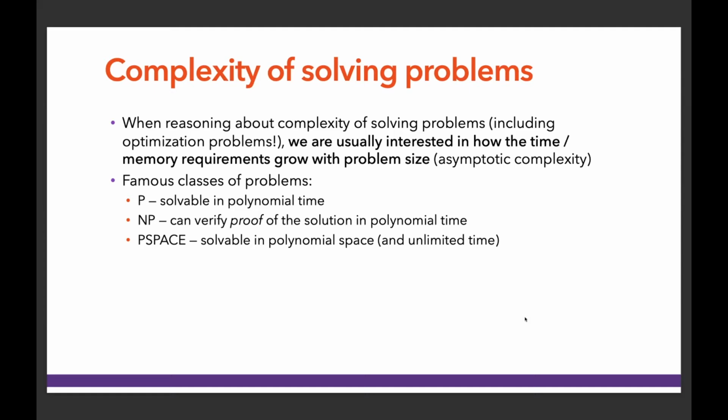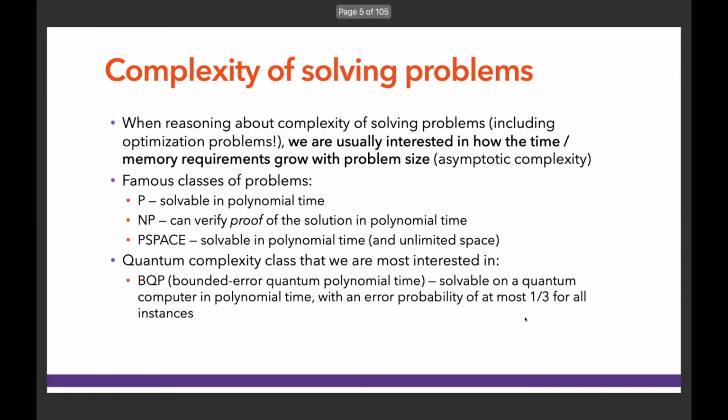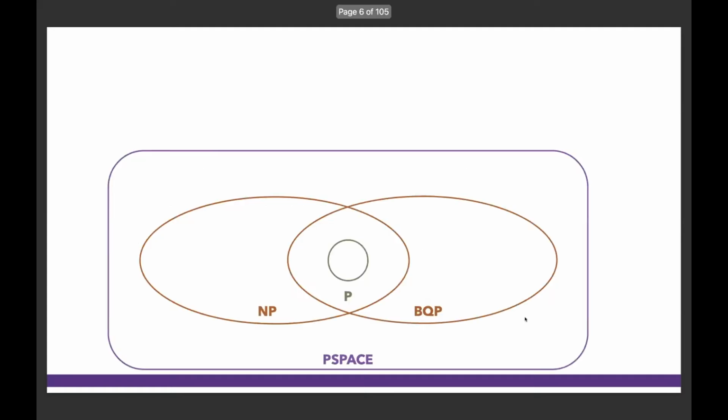And finally, the larger class is PSPACE, problems that are solvable in polynomial space without any requirements on time. The quantum complexity class that we will be most interested in is BQP, bounded-error quantum polynomial time, which is problems that are solvable on a quantum computer in polynomial time with an error probability of at most 1/3 for all instances. For our purposes, you can think of BQP as a quantum analog of the classical class P. And this is how you can picture them graphically on a Venn diagram.